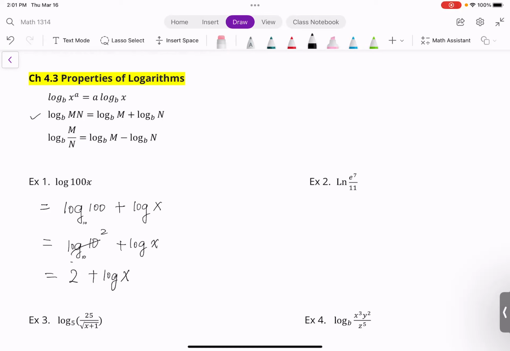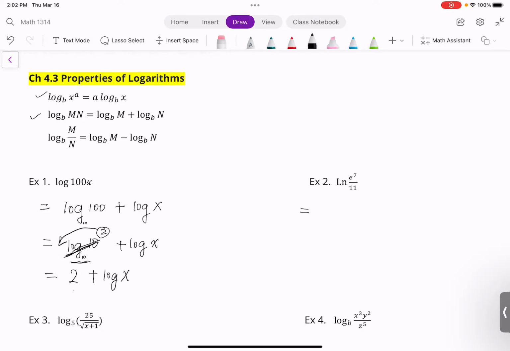And this one we use the property we have learned in chapter 4.3. You can also say we have learned the first property here. I can bring the 2 in front, and then log base 10, 10 canceled. We have the 2 left. All right, let's see the next one.